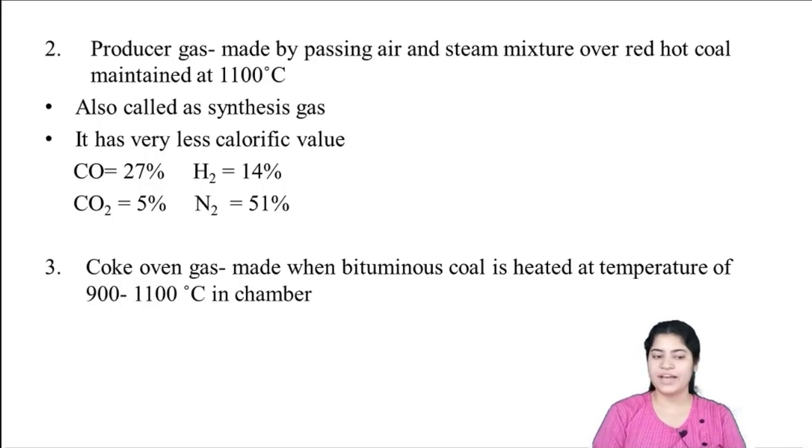The third type of gas here is coke oven gas. It is made when bituminous coal is heated at a temperature of 900 to 1100 degrees Celsius in a chamber. So these were the types of gases which are taken into account as gaseous fuel.